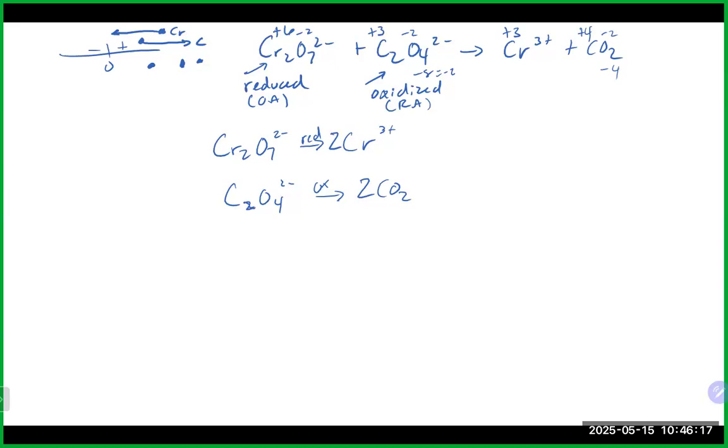We now will go to our oxygen, and we will need to add 7 waters to the right-hand side. That's going to give us 14 H pluses to the left. On the bottom, by actually putting the coefficient in front of the CO2, we actually balance the oxygen as well. So there's now 4 on each side. So we actually don't need to add any waters to the bottom one in this particular case.